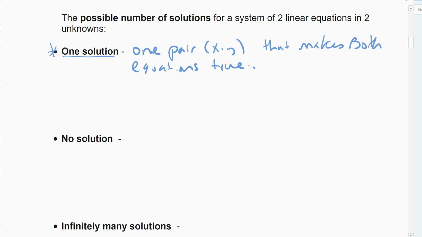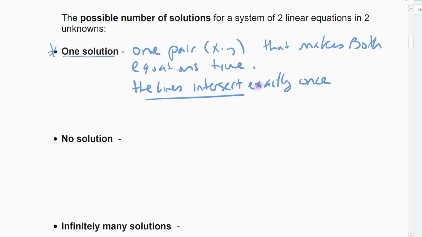Right? And what happens here is what's happening graphically. This is the case where the lines intersect exactly once. And at that place where they intersect, there'd be two lines and they intersect at a single moment.